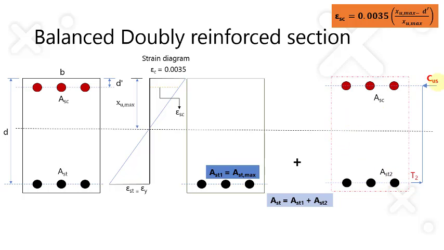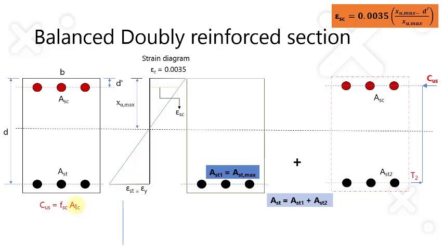So this compression force in your compression steel will be equal to the stress in your compression steel into area of compression steel. So this equals CUS equal to FSC into ASC. Stress will correspond to the strain in the compression steel, which is computed using this formula. Once I get the strain in compression reinforcement, I can get the value of FSC from the stress strain curve of steel or from the standard table which is given in code for different grades of steel.